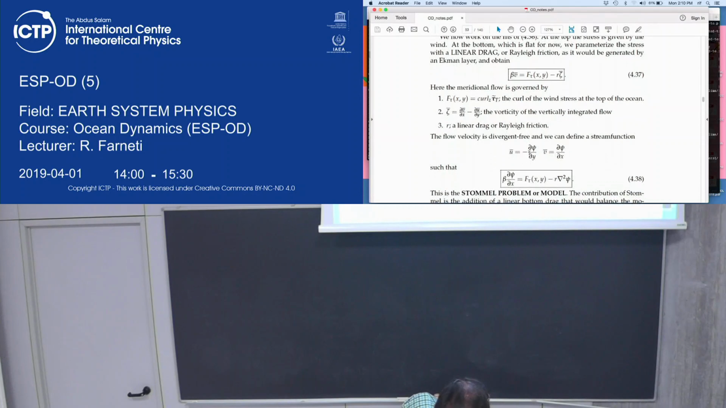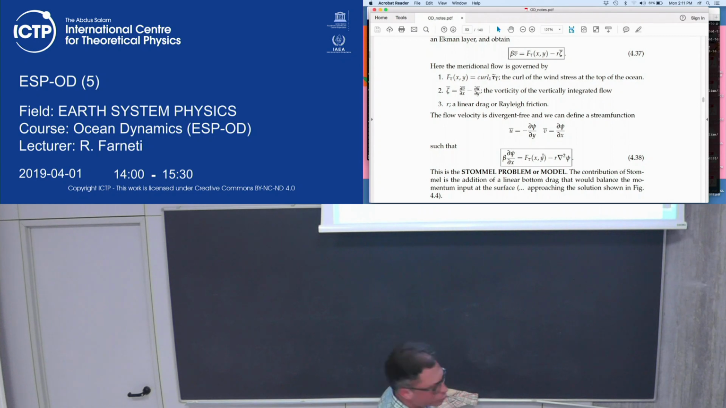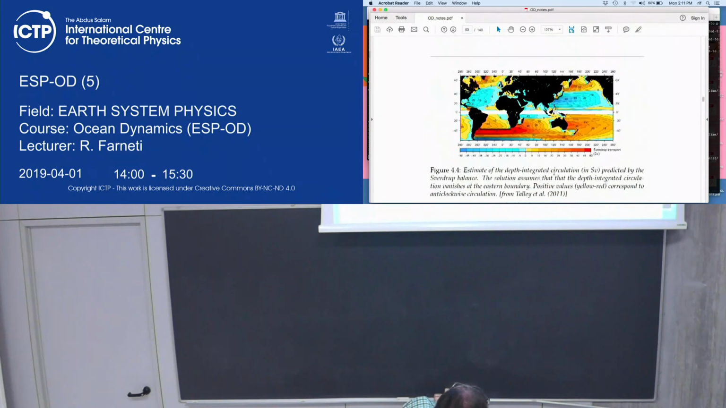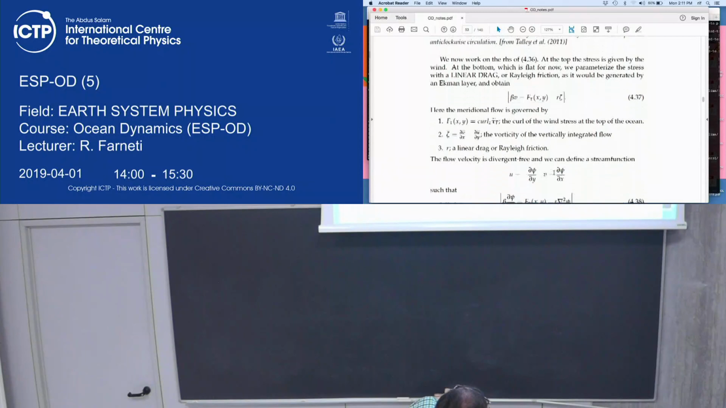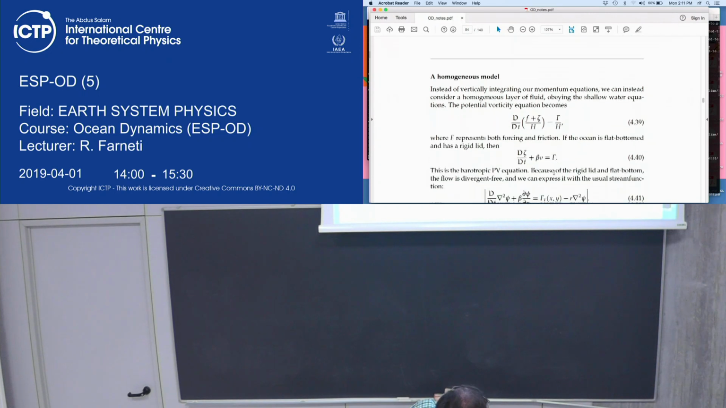Then we've seen that you can define a stream function, and so you can write the Stommel model through a stream function this way. Okay. And so the contribution of Stommel so far is the addition of a linear bottom drag that is balancing the input of momentum at the surface. Okay, and this is what you get as the depth integrated stream function in Sverdrup balance with some linear drag. You see that something is missing on the western side, and we'll see how you can get a more realistic solution of the vertically integrated flow given some momentum at the surface.